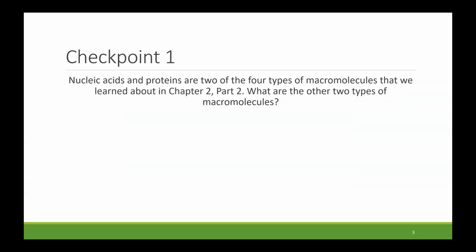So, to warm up our brains and get us thinking back to Chapter 2, Part 2, I'd like to start off with a checkpoint where you tell me what the other two are. It's nucleic acids, proteins, what and what.